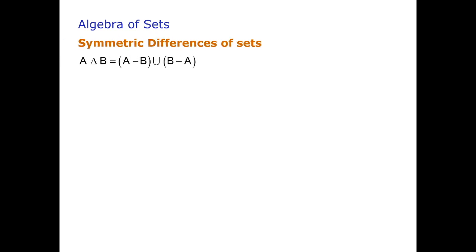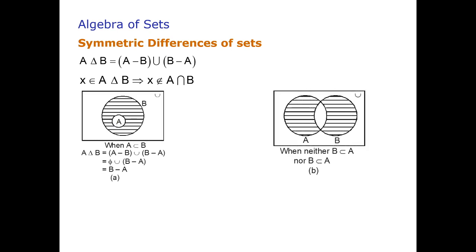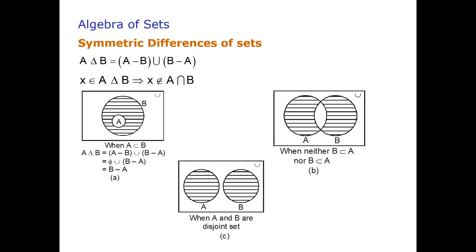Algebra of sets: symmetric difference, which we denote by delta. It is nothing but the union of both the differences, A minus B union B minus A. So clearly, when x belongs to the symmetric difference, it is not a member of A intersection B. So these are some pictorial representations of symmetric difference. You can see on your screen, and accordingly you can act.